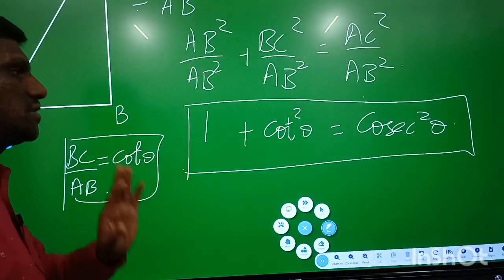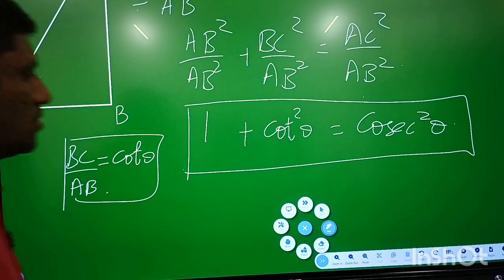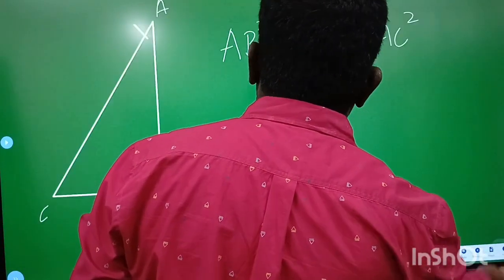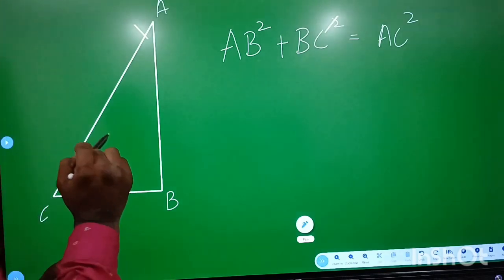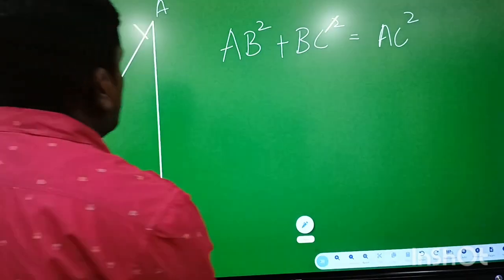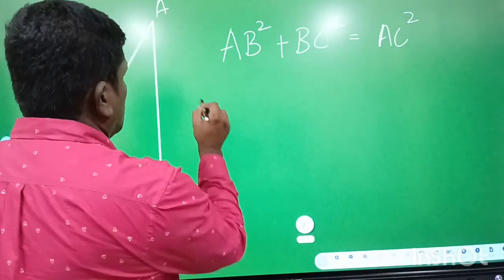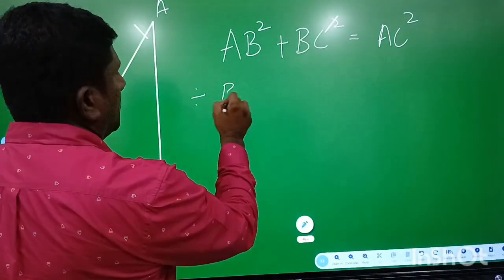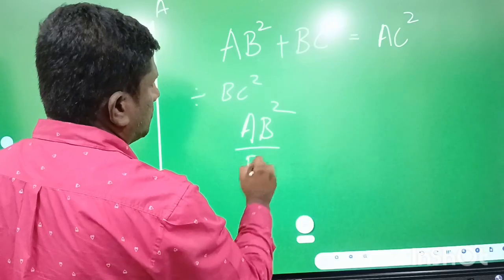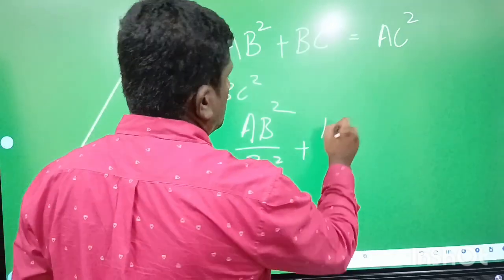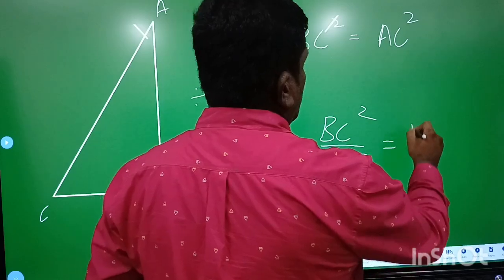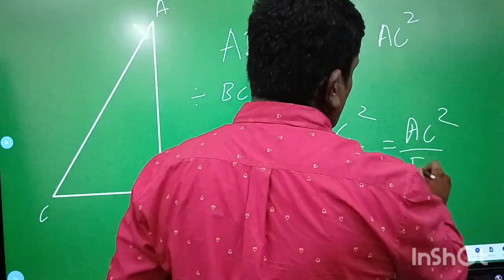So this is 1 plus cot square theta is equal to cosecant square theta. Here let us see what to do. Now I am going to divide it by the last one we have, which is BC square. Divide by BC square: AB square by BC square plus BC square by BC square is equal to AC square by BC square.